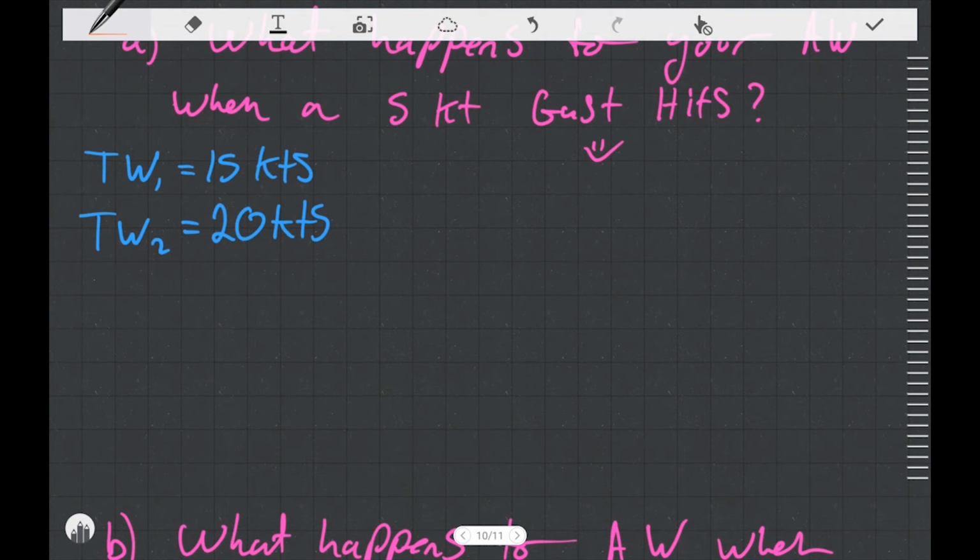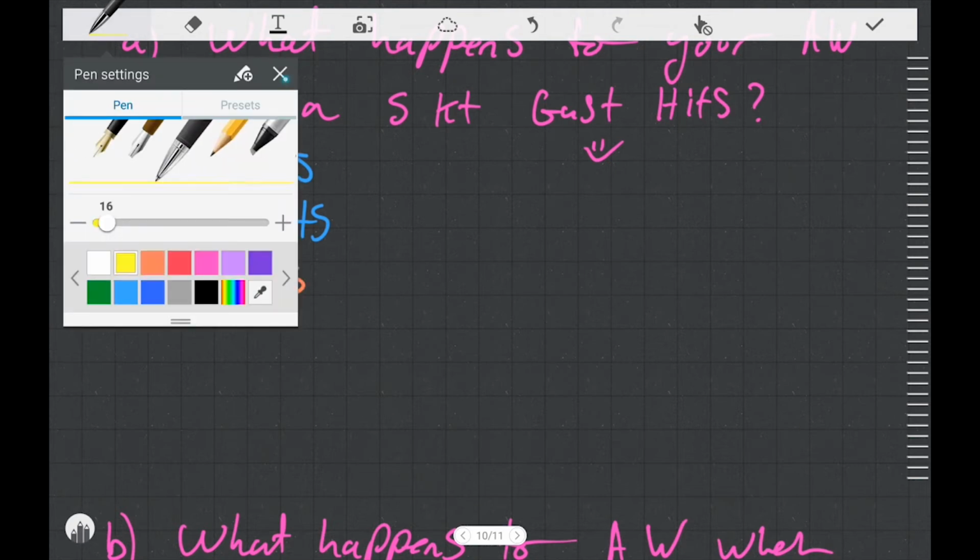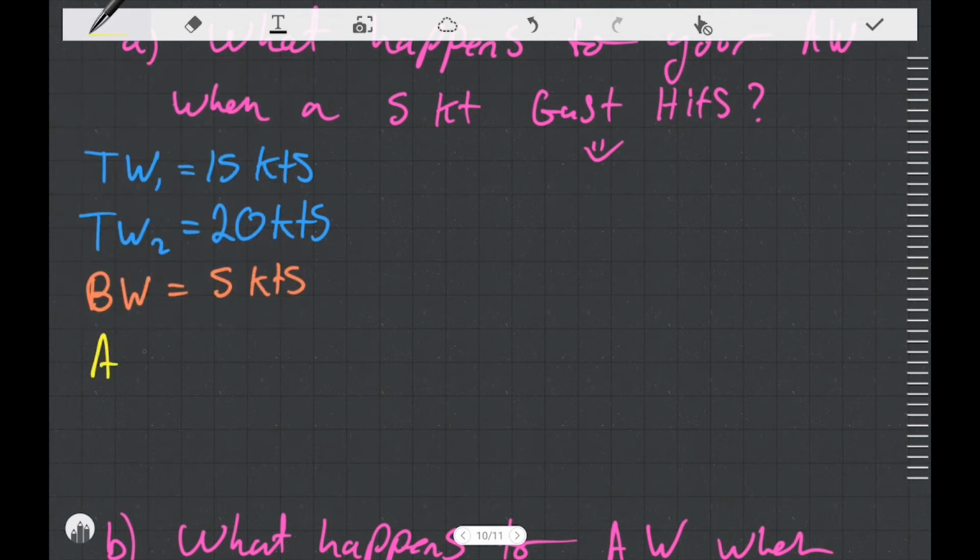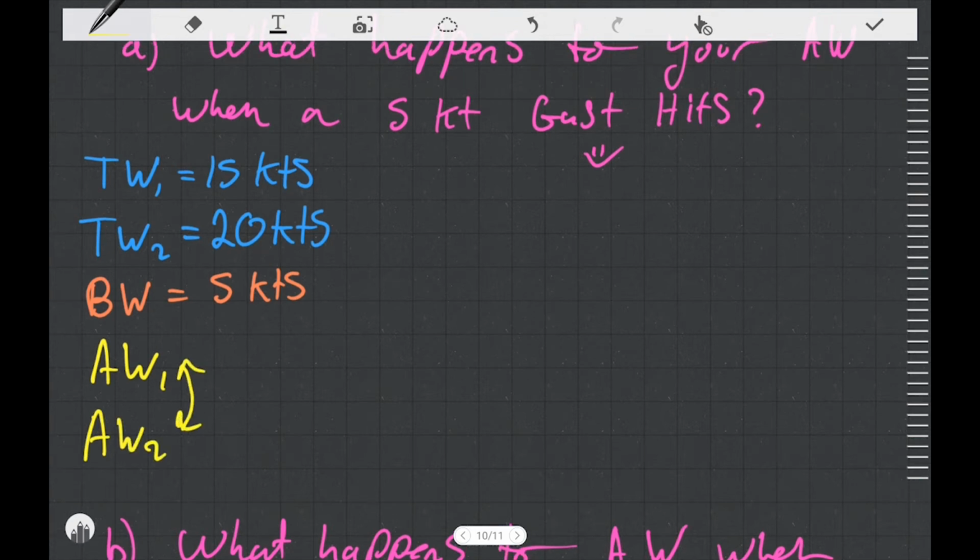For this question, we're assuming that the boat hasn't had time to accelerate after the gust hits, so we only have one boat wind to deal with, and that's going to be 5 knots. And the things that we're looking for are, what is apparent wind 1 doing? What is apparent wind 2 doing? And of course, what's the difference between the two of them?